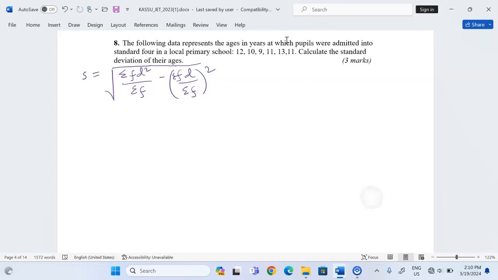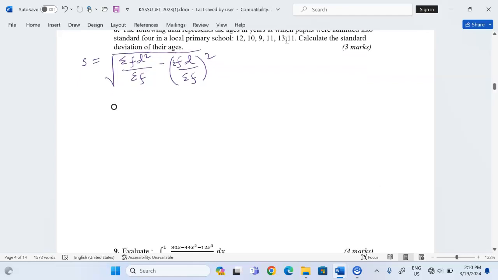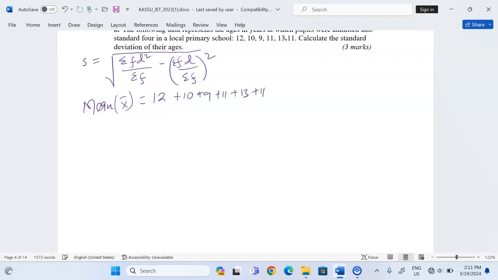So the first thing to get here is the mean of all these values. We abbreviate it as the mean of x. So we need to take 12, 10, 9, 11, 13, and 11 again. Then we divide by the 6 values. So we are having 66 out of 6, giving us a mean of 11.